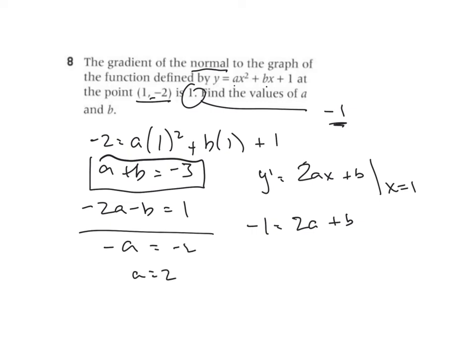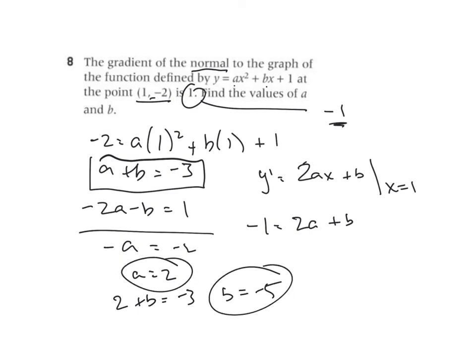So a is 2. And so take the a is 2 in there, so I get 2 plus b is equal to -3. And so therefore b is equal to -5. So I get b is -5 and a is 2.